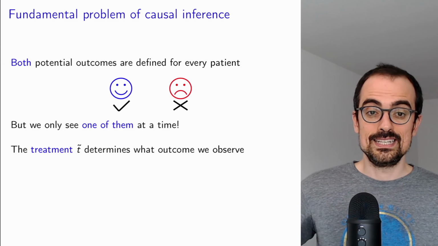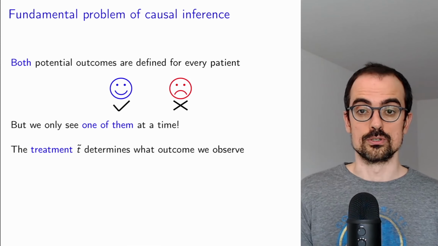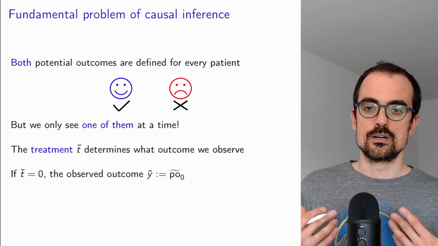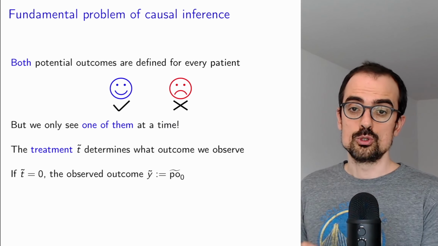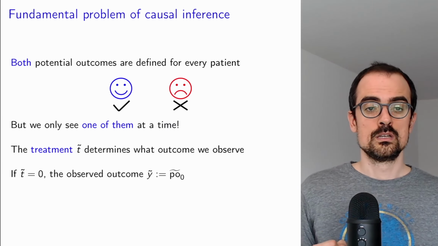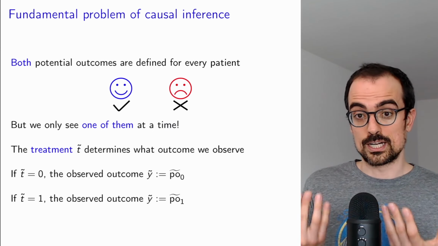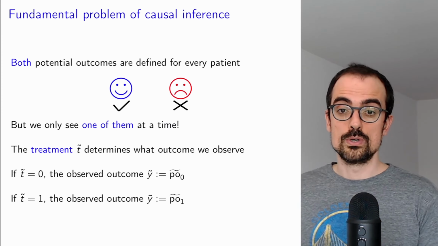The treatment T determines which of the two potential outcomes we are going to observe. If T is equal to 0, the observed outcome Y is going to be equal to the potential outcome associated with no treatment. If T is equal to 1, the observed outcome, the outcome that we actually get to see, is going to be the potential outcome associated with treatment.